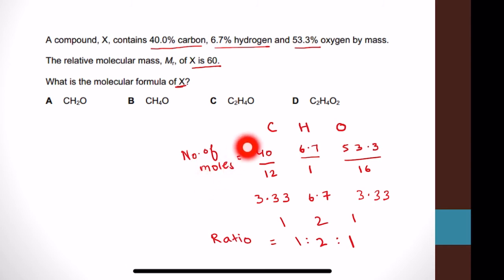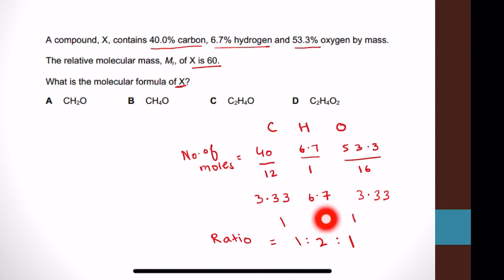Number of moles is mass divided by molar mass. So carbon: 40 divided by 12. Hydrogen: 6.7 divided by 1, where 1 is the atomic mass of hydrogen. Oxygen: 53.3, which is given, divided by 16, which is the atomic mass of oxygen. Now you have the number of moles.